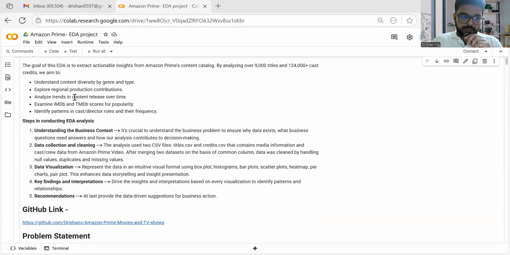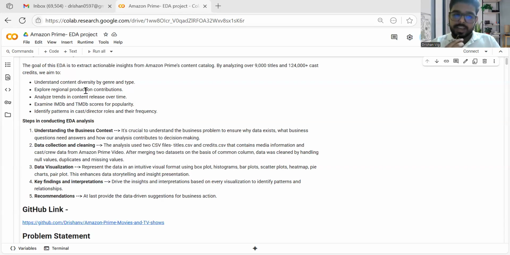So the first one is the project summary. The goal of the EDA analysis of this project is to extract actionable insights from the Amazon Prime content catalog by analyzing over 9,000 titles and 124,000 cast credits. We aim to understand the content diversity by genre and type of content. The second is to explore regional production contributions. The third is to analyze trends in content release over time to identify patterns.